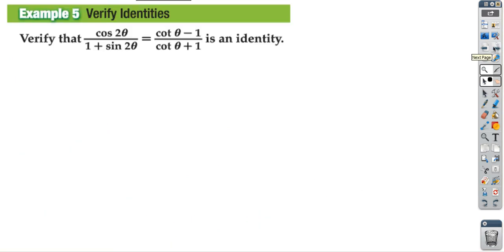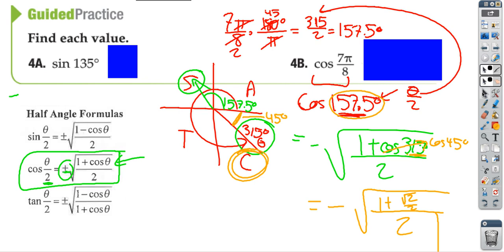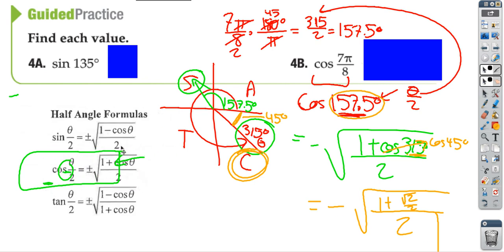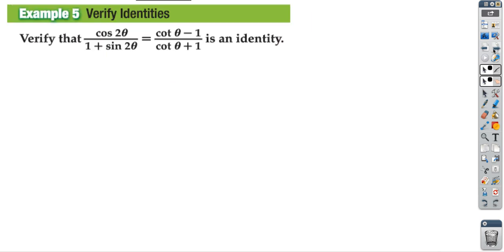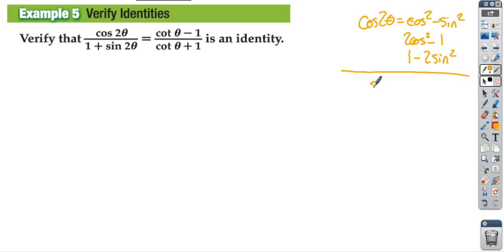Alright, last thing I want to show you is how to verify an identity. We can use these formulas to verify things, so let me just pull up the formula so we can have it. We can use this formula right here, the cosine formula, and actually, we're using a double angle right here. So remember, cosine of 2 theta has 3 versions. It has cos squared minus sine squared. It has 2 cosine squared minus 1 as another version, and it has 1 minus 2 sine squared. These are double angle identities, back to what we did at the start, instead of half angles. And we also have a sine double angle there as well.